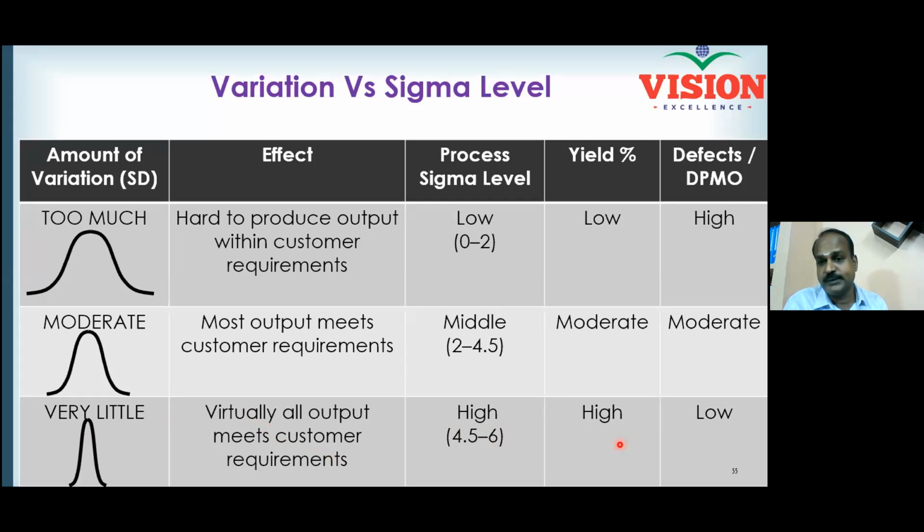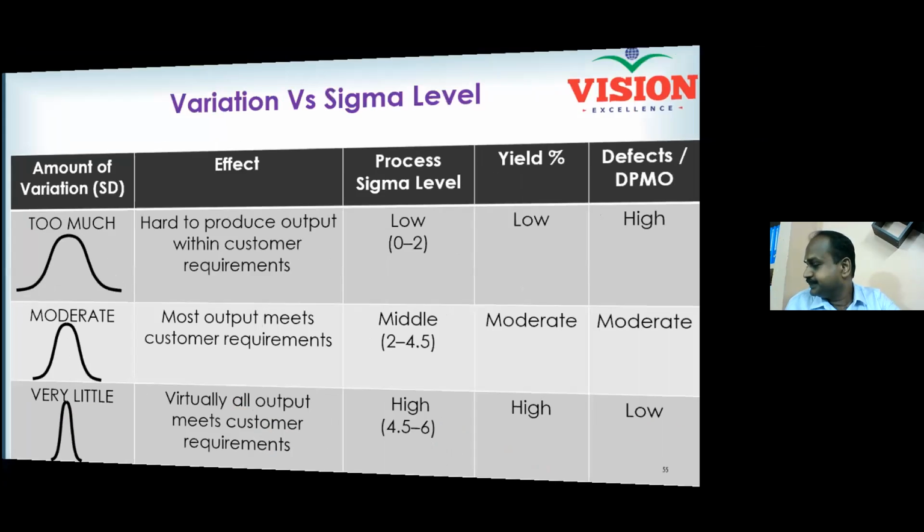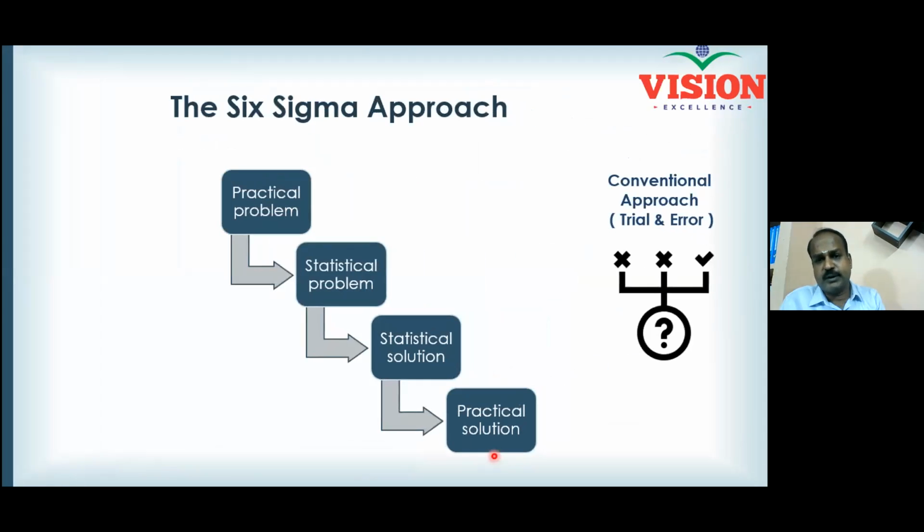Even then, your yield will be high. Your defects will be very, very low. We call it 3.4 DPMO. In fact, 3.4 DPMO comes from the Z score of 4.5 only, right? And then this is called a Six Sigma way of problem solving.